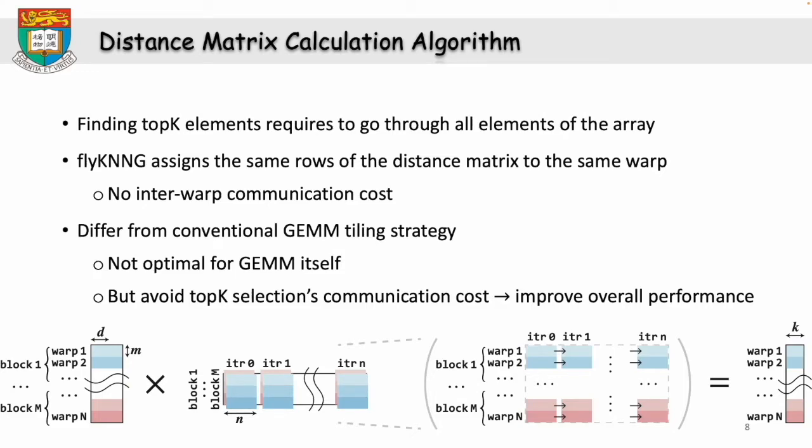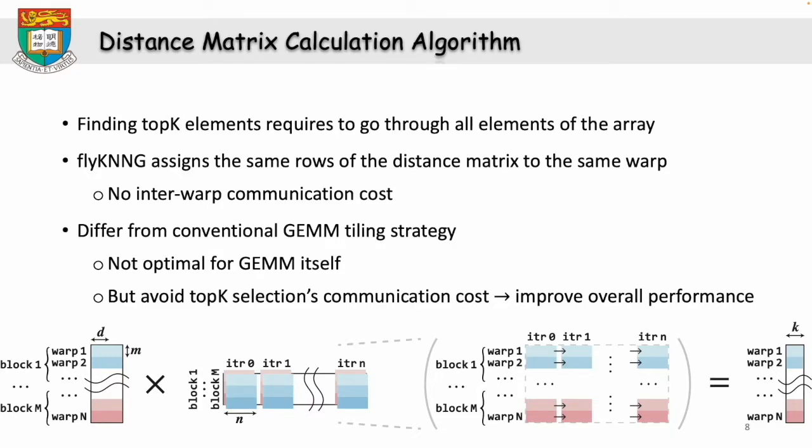Finding top k elements of an array needs to go through all elements of the array. The distance matrix calculation of FlyQNG assigns the same rows of the distance matrix to the same warp. It may not be the best choice for the matrix multiplication itself, but it avoids top-k selection suffering high inter-warp communication cost and thus benefits the overall throughput.